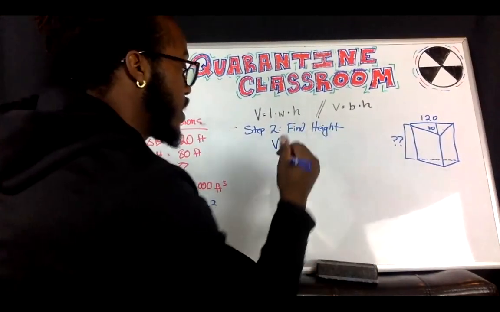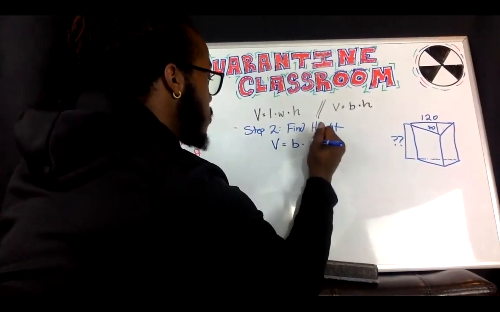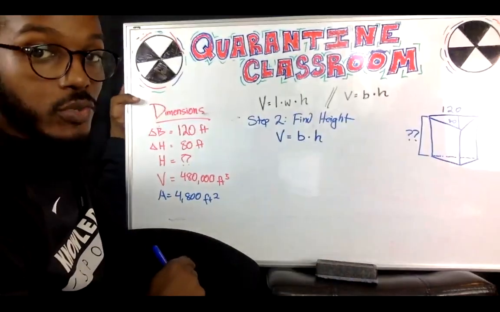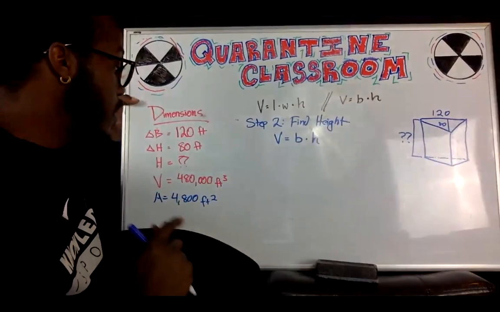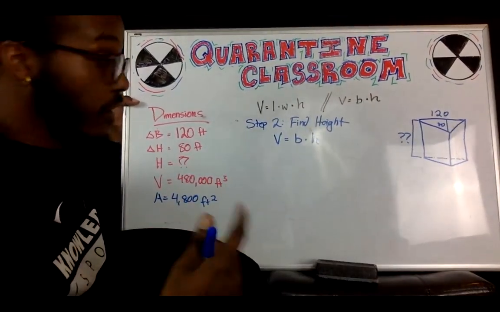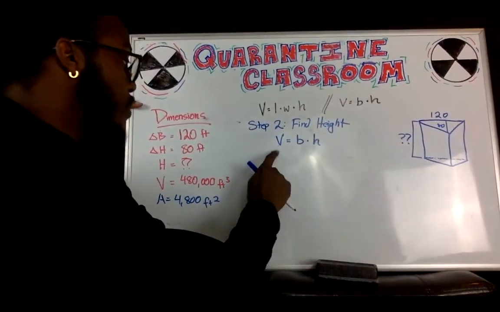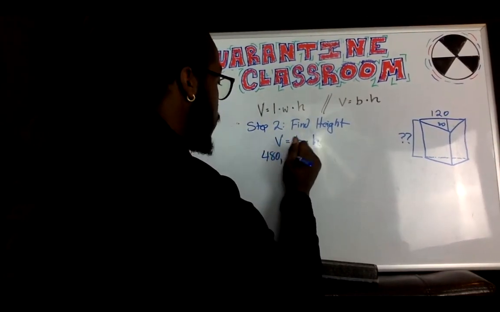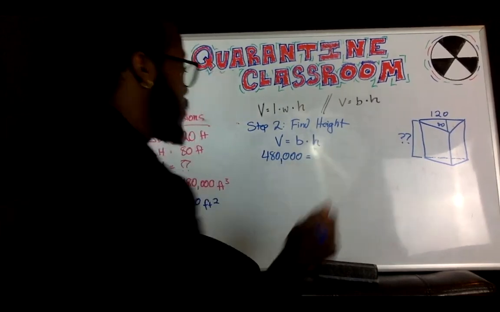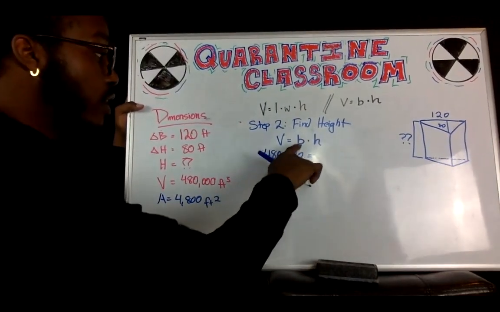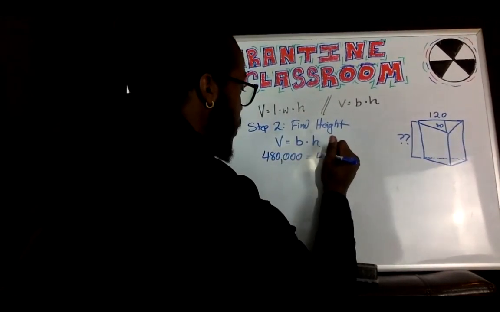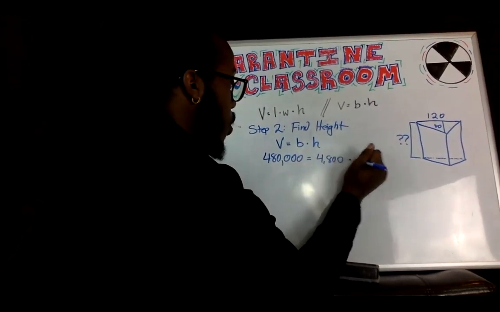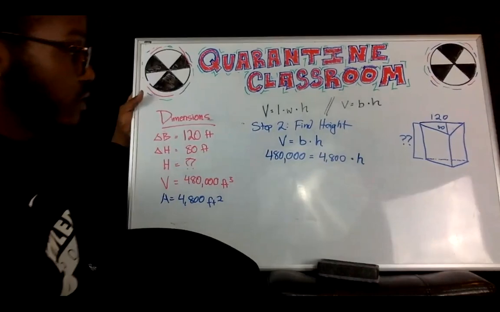Before we actually plug anything in, we know that volume equals base times height. And we're going to use this formula to plug in what we do have before we start doing 2-step equations to figure out our missing variable. What we do know is that the volume is 480,000. We do know that the area of the base is 4,800. And we don't know what the height is.